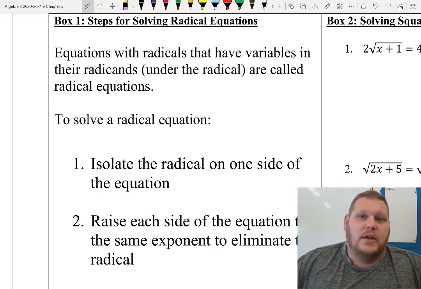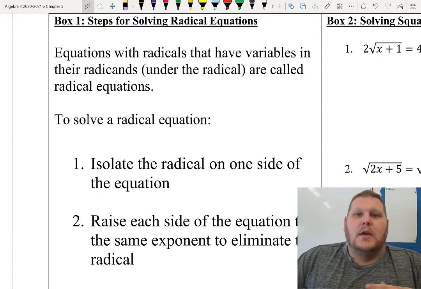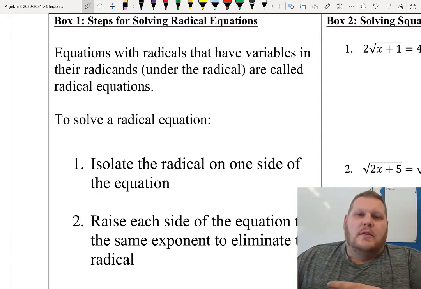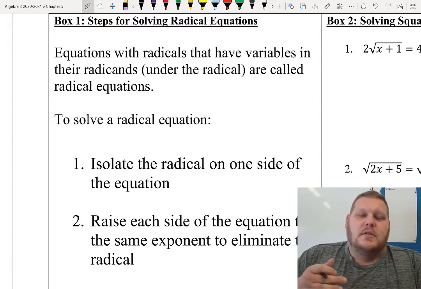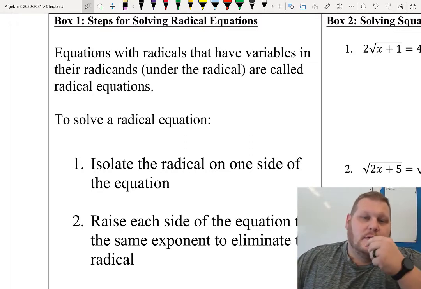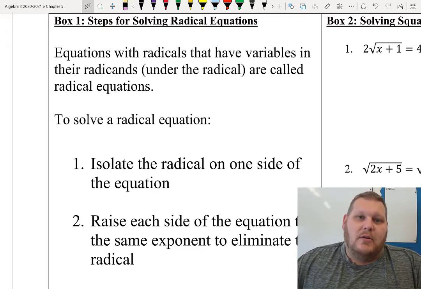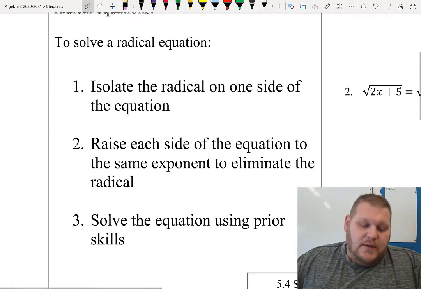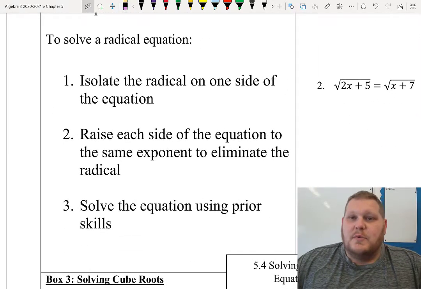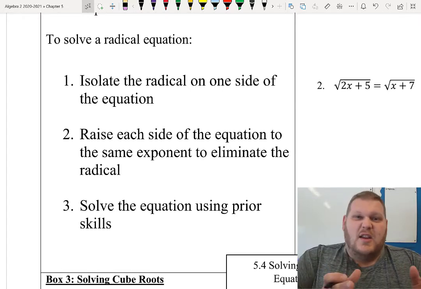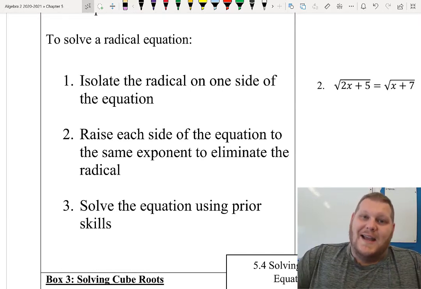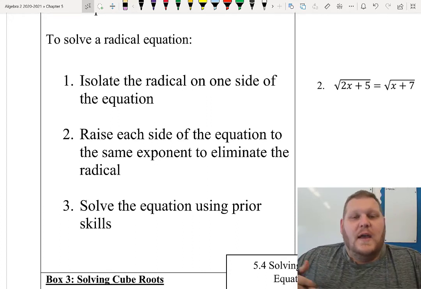Like we talked about earlier in chapter 5 before break, we know that roots and exponents are kind of inverses of each other. So if we're trying to get rid of a root, we're going to need to raise it to an exponent power. I've got some formal steps written out here in the notes, but it's pretty straightforward. We're going to try and isolate the radical to get that thing by itself. That way we can raise that exponent to get rid of my root and then solve from there.